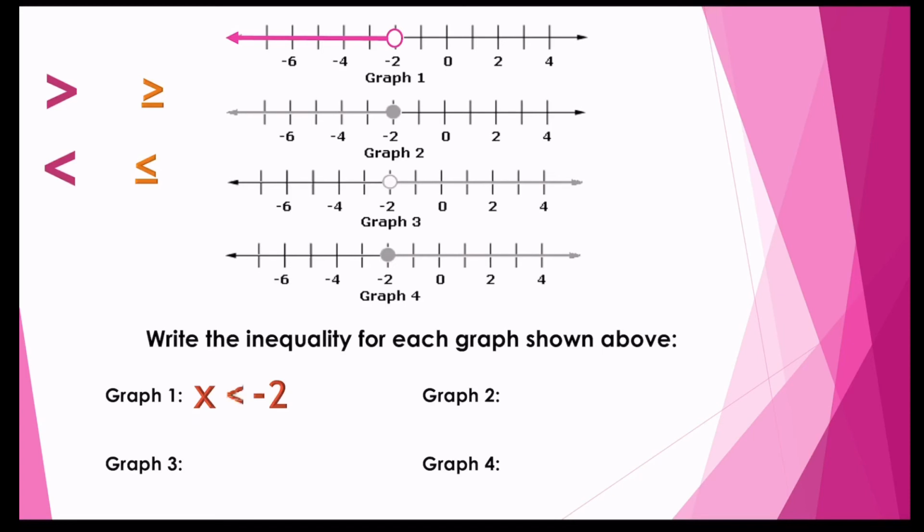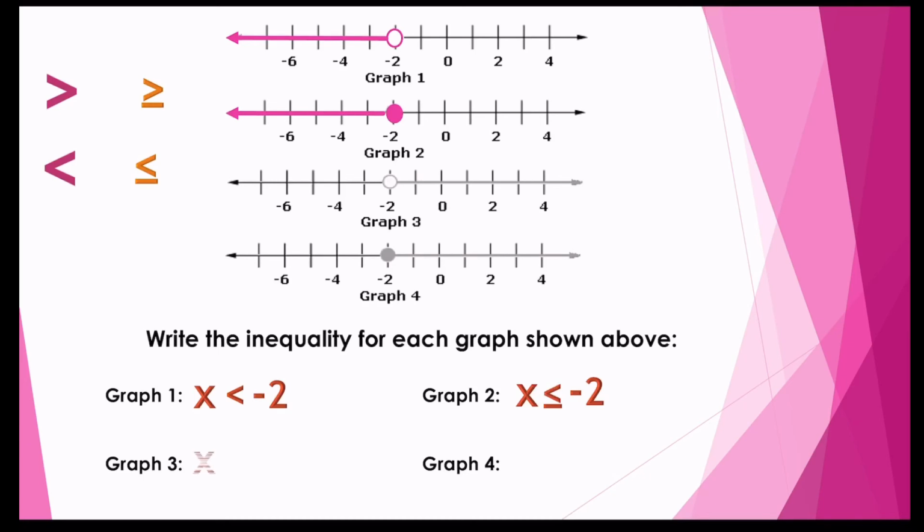Okay, let's go to graph 2. I'm going to put my x, we know that. Then my circle is on -2. Everyone see? It just came up on graph 2, and it's shaded in. So that means I either have is greater than or equal to, or is less than or equal to. Well, what direction is it shaded? It's shaded to the left. So I'm going to have is less than or equal to.